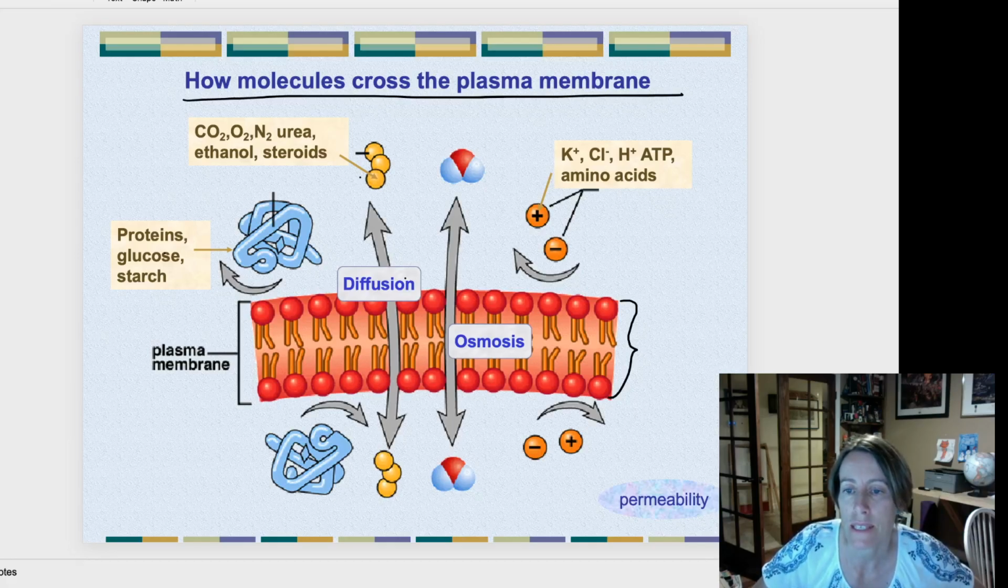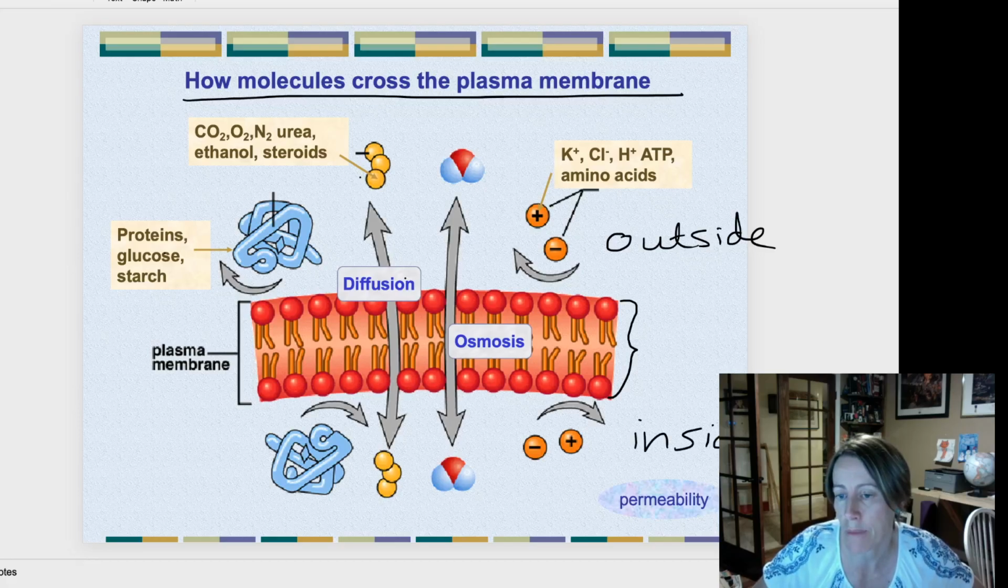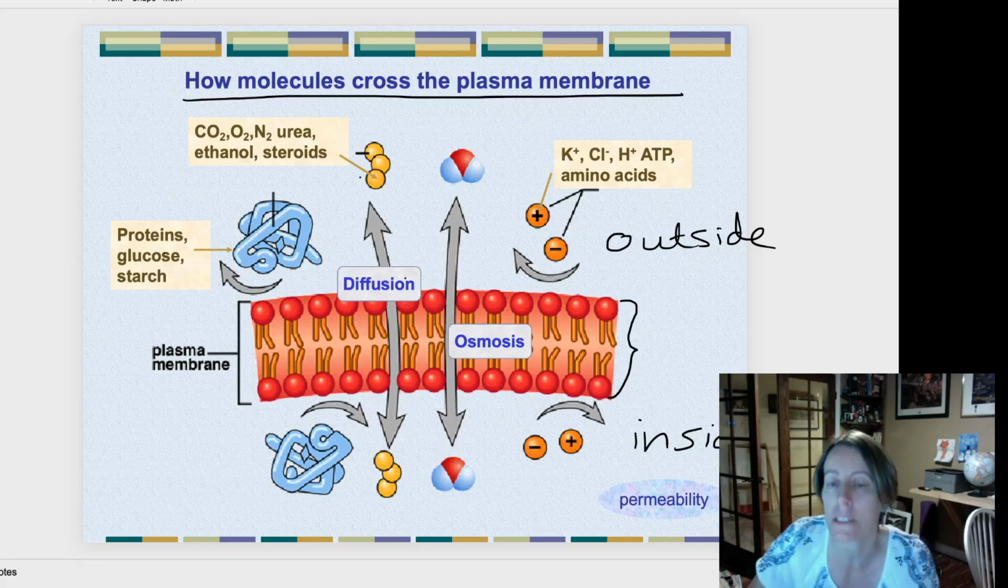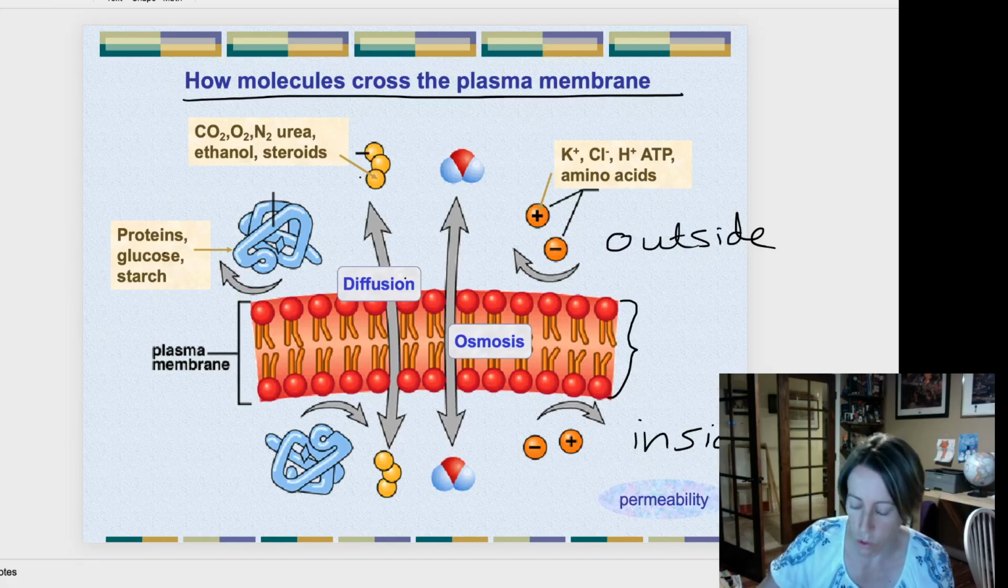So let's say this is outside the cell, and we're going to say this is inside the cell. And what we're dealing with here is different types of molecules that have different characteristics and what can and cannot cross the membrane with or without help. All right, so the first thing we're going to talk about is water.